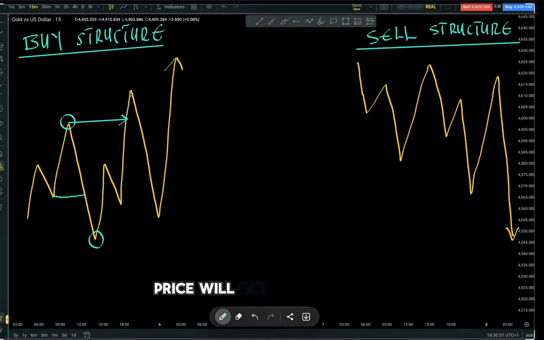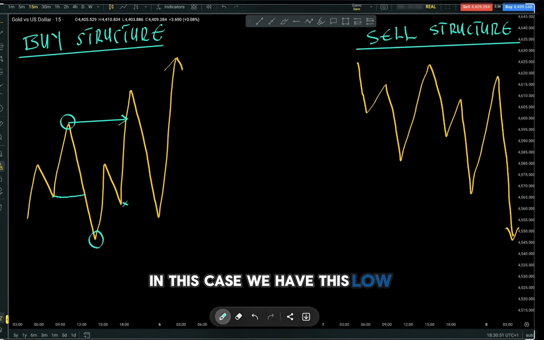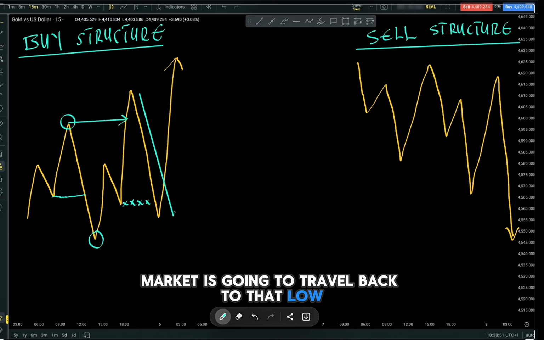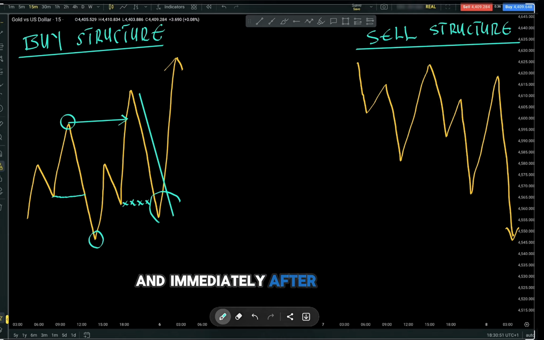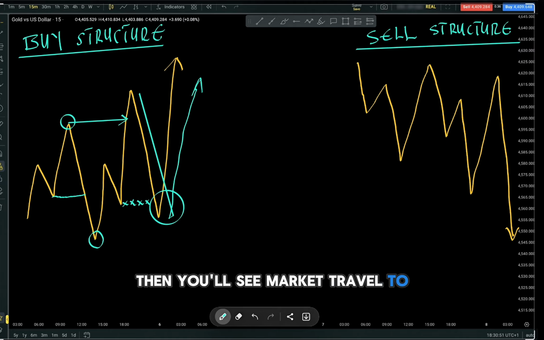Price will go all the way up and then return back to find liquidity to be able to travel back again. We have to identify our liquidity by looking at the low that went to break our major high. In this case, we have this low here. This is where the liquidity is lying. Market is going to travel back to that low, and immediately after this low is taken, then you will see market travel to the upside.